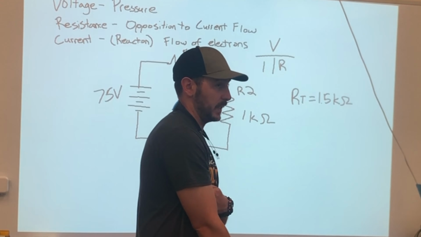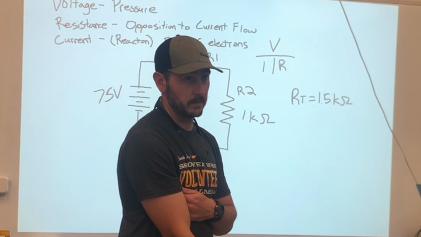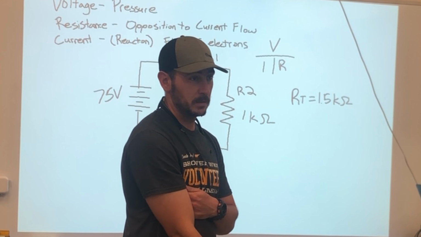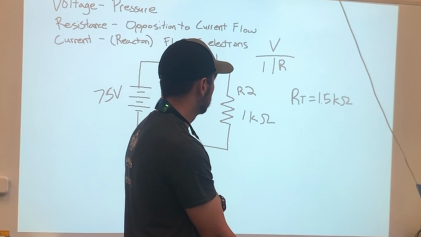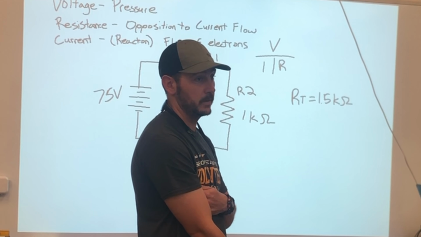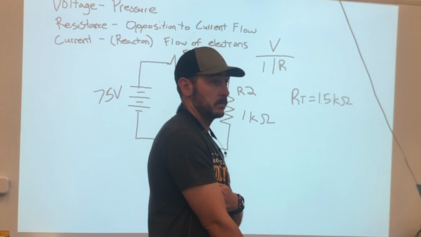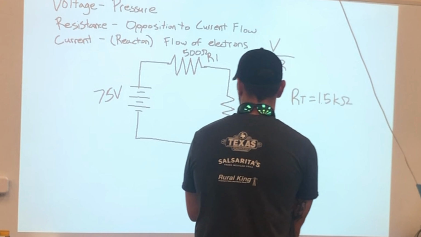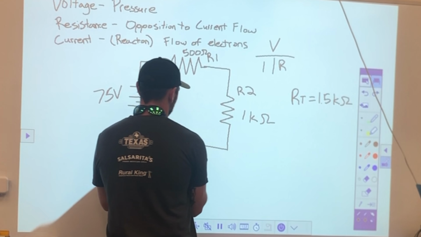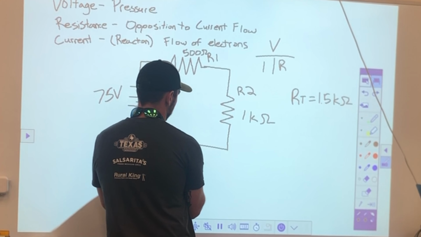0.05, so it'd be 50 milliamps. We got 50 milliamps. Is that right? Is that what y'all got? 75 divided by 1,500? Yep. And it's 0.05, so 50 milliamps. So we got 50 milliamps of current flow.